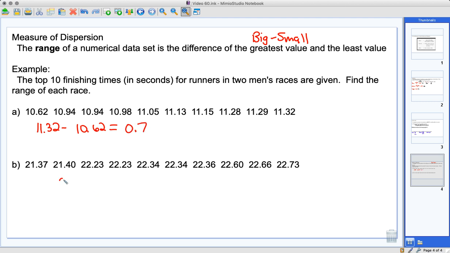Second one, you're going to do 22.73 minus 21.37, which is 1.36. So that's mean, median, mode, and range.